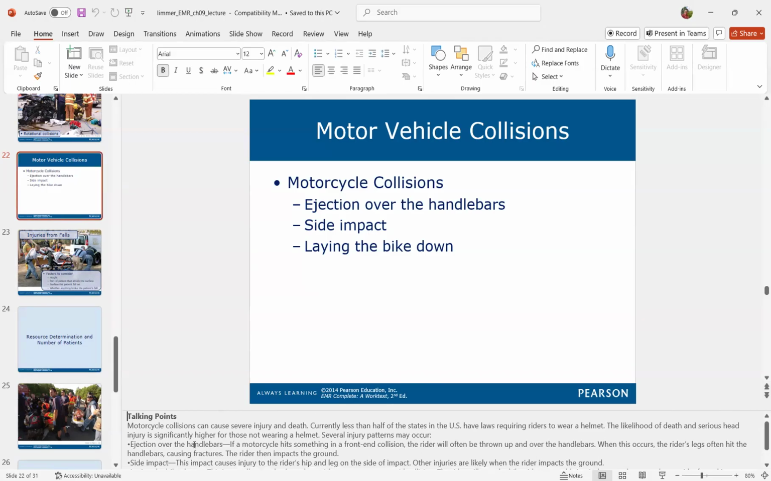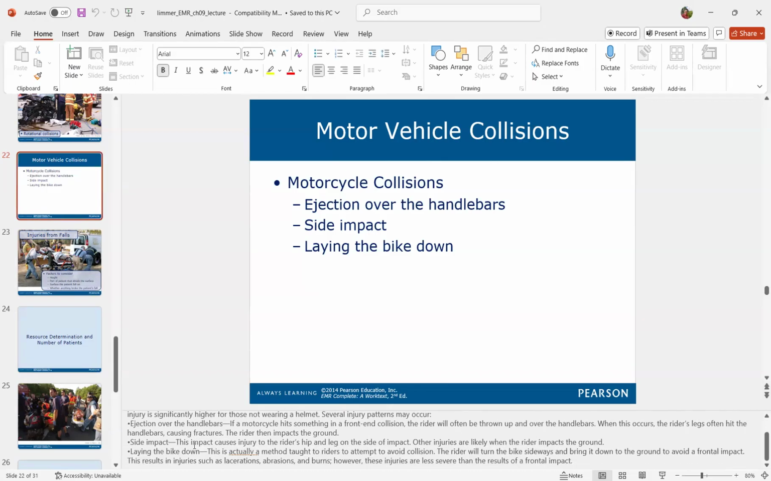You have side impact. This is the impact that causes the rider's hips and legs to be injured. Laying the bike on the ground is actually a method taught to riders to attempt to avoid collisions. The rider will turn their bike sideways and bring it to the ground to avoid frontal impact. This usually results in lacerations, abrasions, burns, and the like, in areas that are less severe than the result of a frontal impact, but it is a technique they're trained to do.